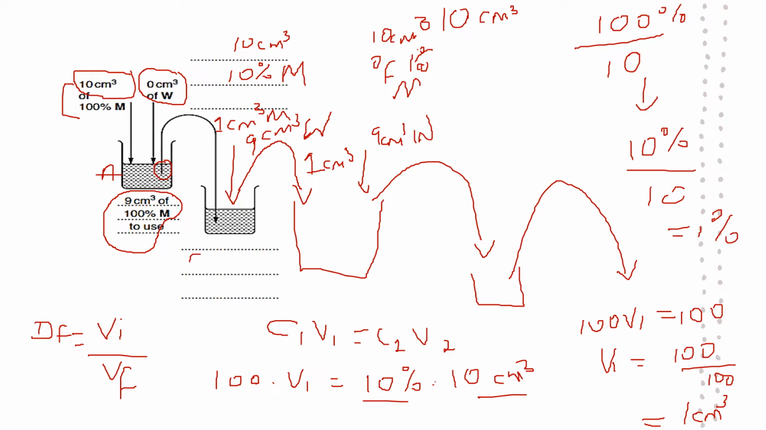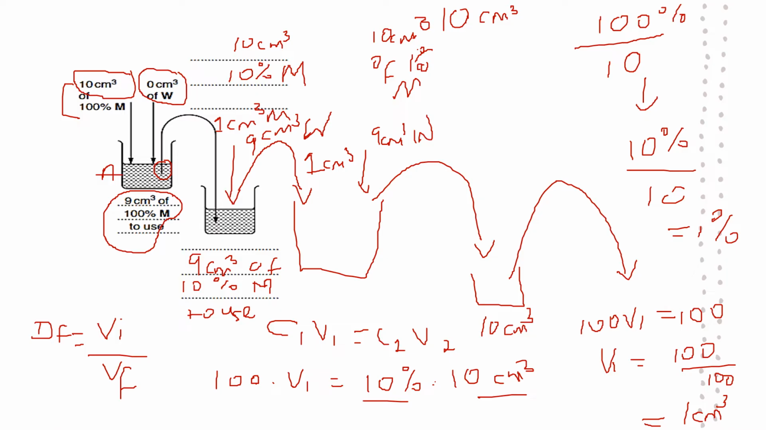And obviously, when you take that volume out, you're left with 9 cubic centimeters of 10% to use. Okay, and you do the same thing, but what you need to bear in mind here is that when you get to the last beaker, you're not going to take anything out of it. So you won't have 9 cubic centimeters left to use. You will have 10 cubic centimeters in that last beaker.